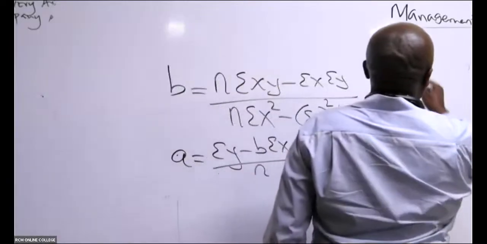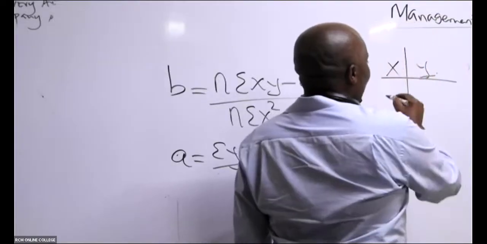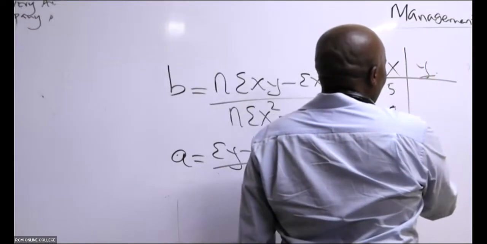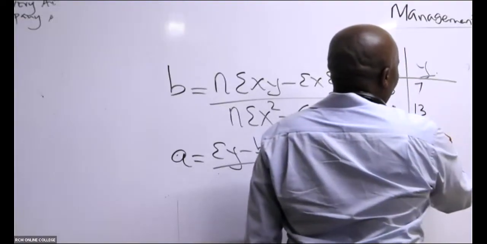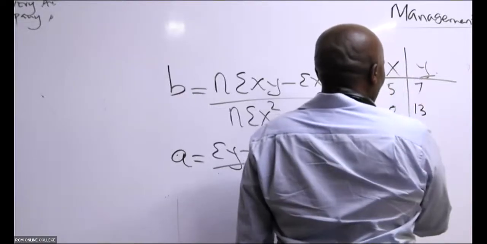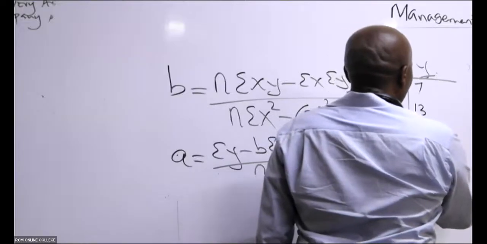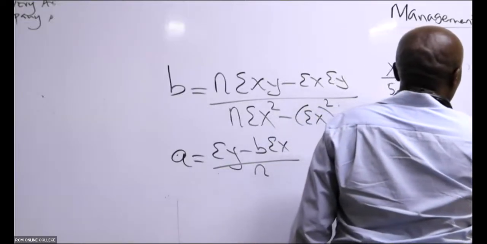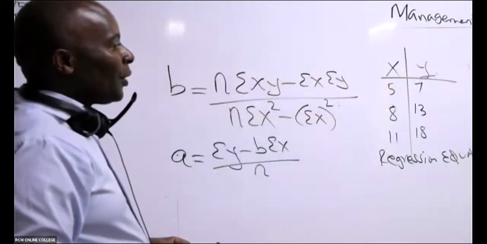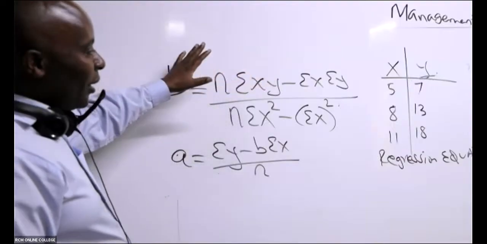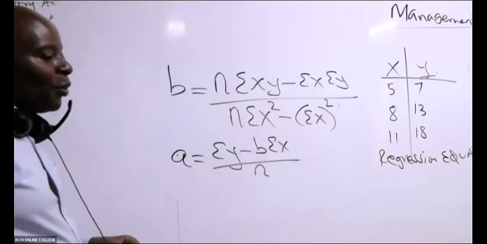Before we look at our past paper, I will give you a small illustration. So we have here x and y. x in this case is 5, 8, 11, and y in this case is 7, 13, 18. And then we are told to give a regression equation. So that's an illustration, right? I'll be able to explain what this n stands for.